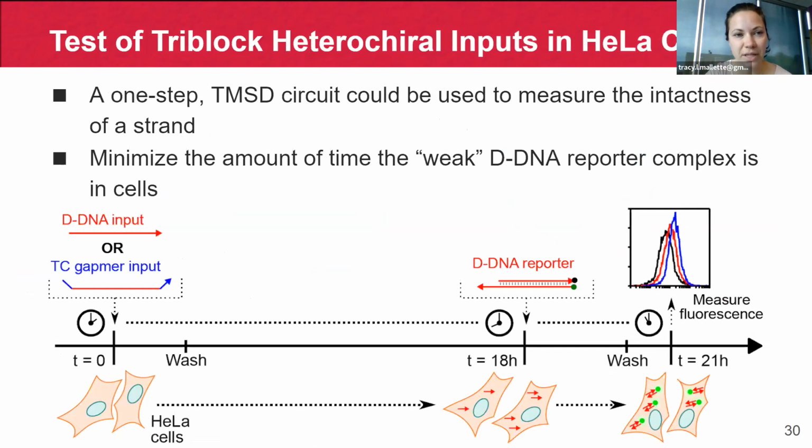So all of this initial work was done in vitro with a mock biological fluid, but of course we wanted to move towards more biologically relevant conditions. So we tested these Triblock heterochiral inputs in HeLa cells, and we used a 1-step TMSD circuit just to measure the intactness of the strand, not really to complete any sort of logic circuit. And so we started by transfecting in our input into our cells and incubated them for 18 hours before we transfected our DNA reporter. And this was really to minimize the amount of time that that weaker DNA reporter complex is in the cells. And then we measured the fluorescence using flow cytometry.